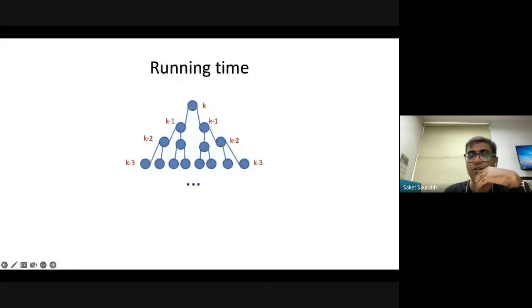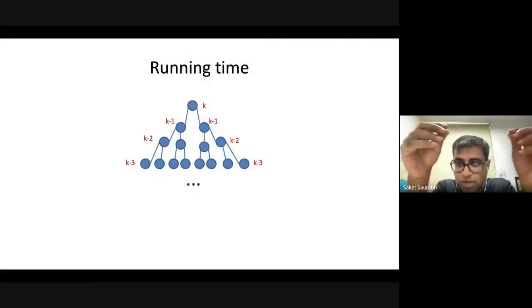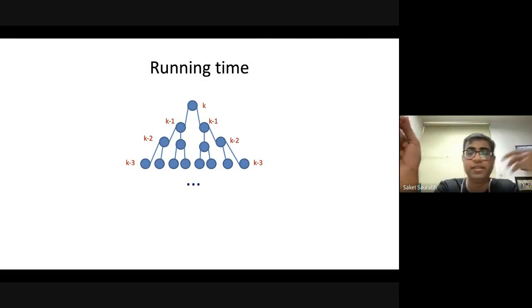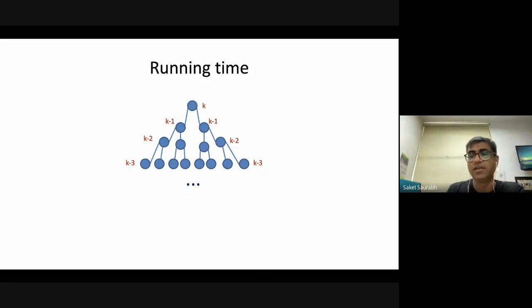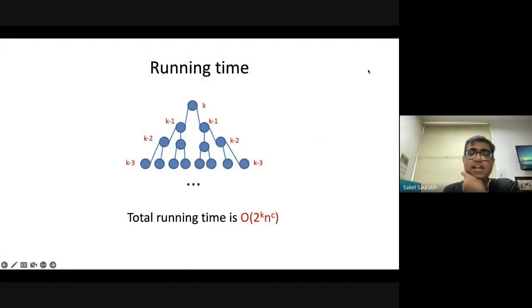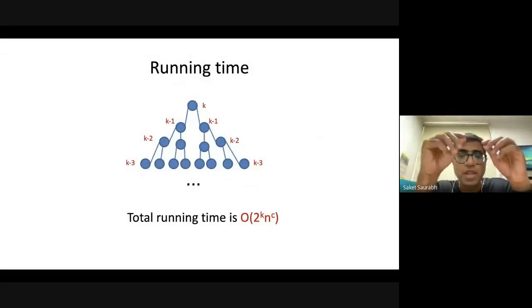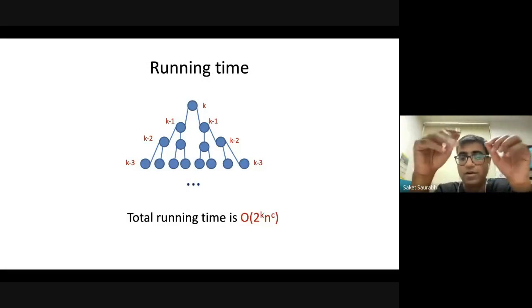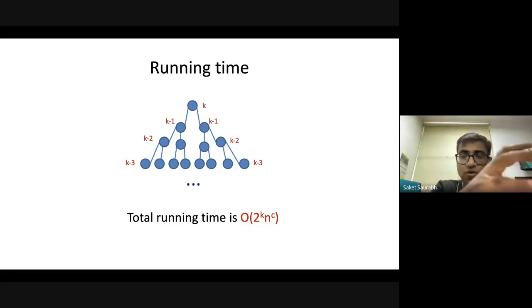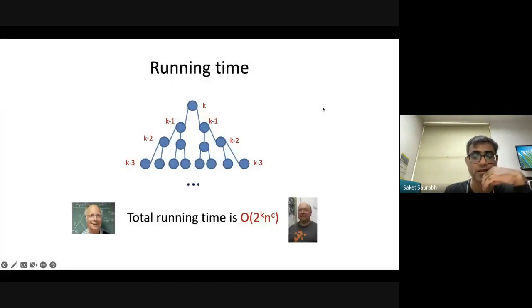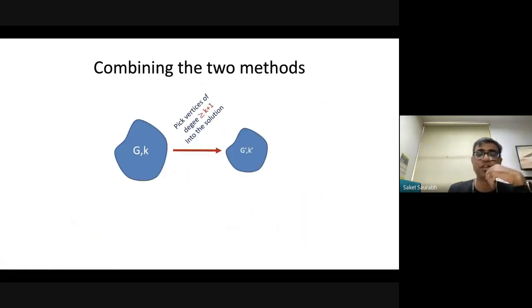So what's the running time of this algorithm? When you have a question with k units, you ask 2 questions with k minus 1 units. And when you have a question of k minus 1 units, you ask 2 questions of k minus 2 units. So the depth of this tree is bounded by k. And so the total running time of this algorithm is the number of nodes in this search tree, which is roughly 2 to the power k plus 1, which is 2 to the power k times 2, times the polynomial amount of time that you spend on each node. So this is a 2 to the power k times poly n algorithm for vertex cover. And this was given by Mike Fellows and Rod Downey.